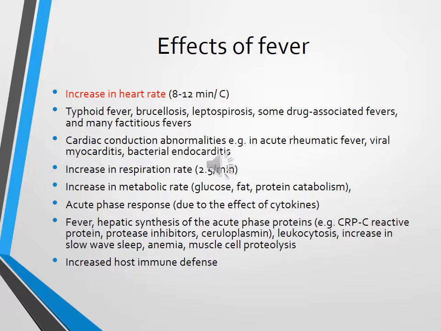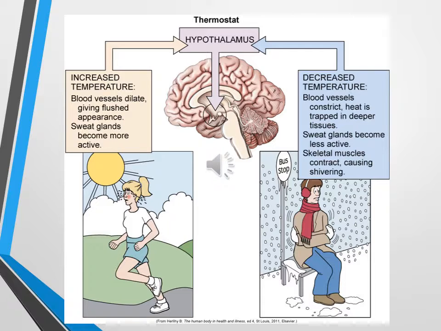Typhoid fever, brucellosis, leptospirosis, some disease-related fevers, cardiac conduction abnormalities, an increase in respiration rate, an increase in metabolic rate, acute phase response, fever, hepatic synthesis of the acute phase proteins, leukocytosis. You could have an increased host immune defense via effects of a fever. And this just shows you what the hypothalamus does and what happens if it's not in homeostasis.